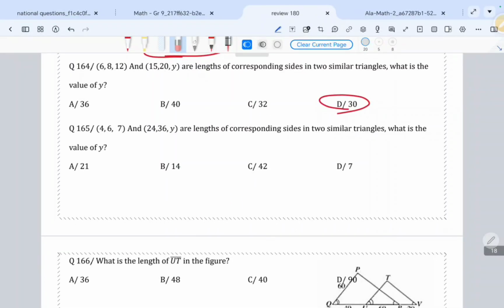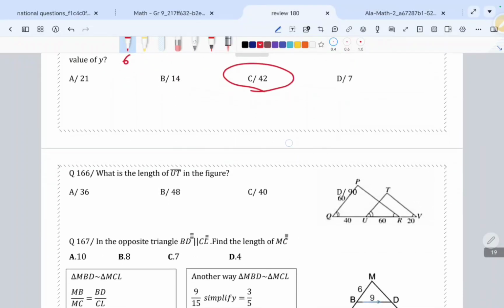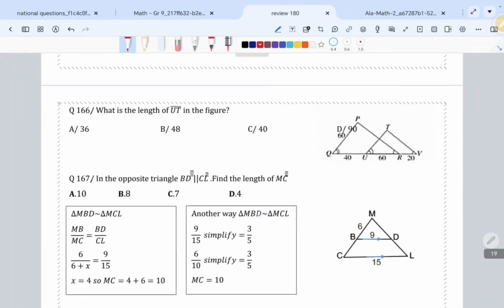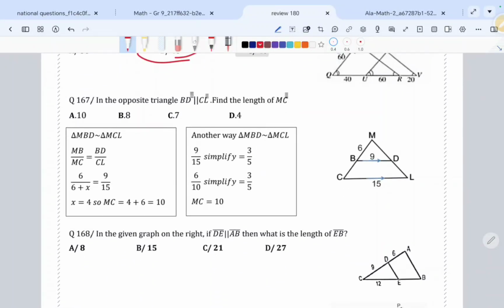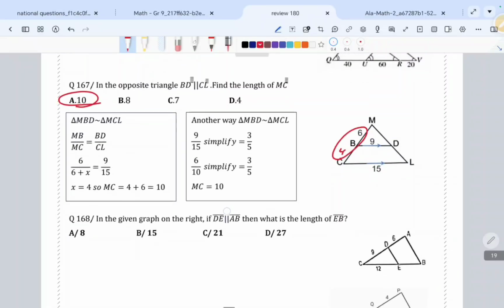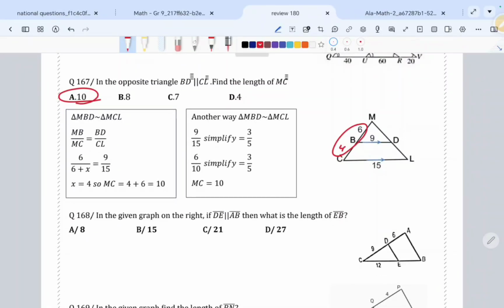For this one, let's use mental math. 4 times what equals 24? 6. So 7 times 6 equals what? 42. So 42 is the correct answer. And this one, 48 is the correct answer. Find the MC. This one will be 4. So when you add them, it will be 10. If they ask about BC, it is 4. If they ask about MC, it will be 10. Pay attention.